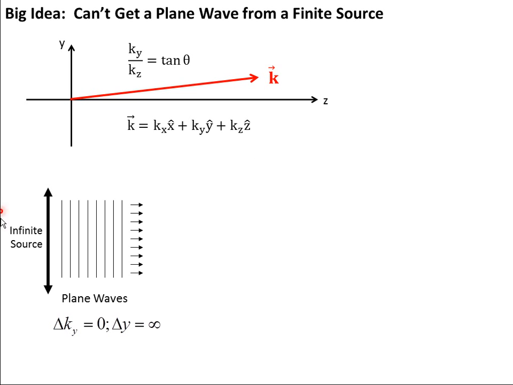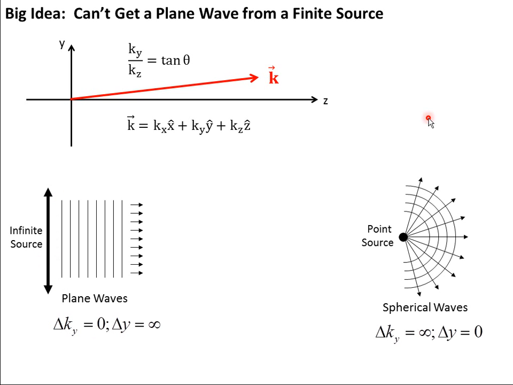The case of our plane wave is one that comes from an infinite source because the plane wave is infinite in extent and it only goes in one direction. So in this case, k only points along the z direction. In other words, ky is equal to 0 because delta y, the size of the plane wave, is infinite. And that's essentially what the Heisenberg uncertainty principle says. However, if I look at a point source, the opposite extreme, where the size of my source is equal to 0, delta y is equal to 0, notice that ky is equal to infinity.